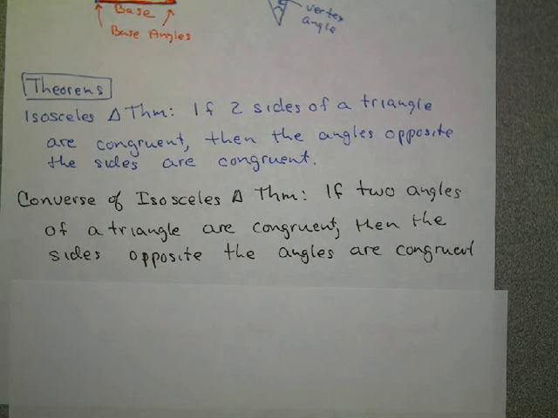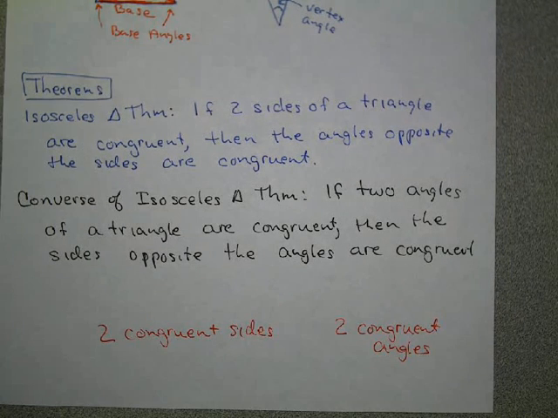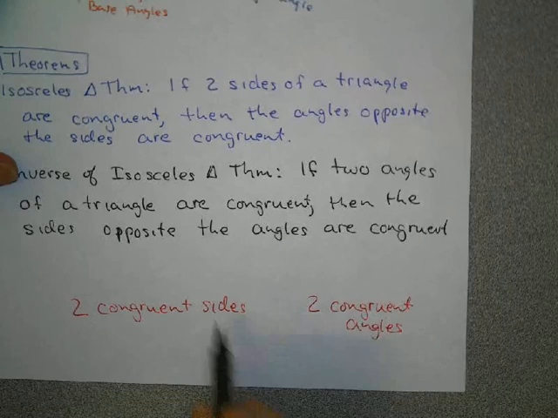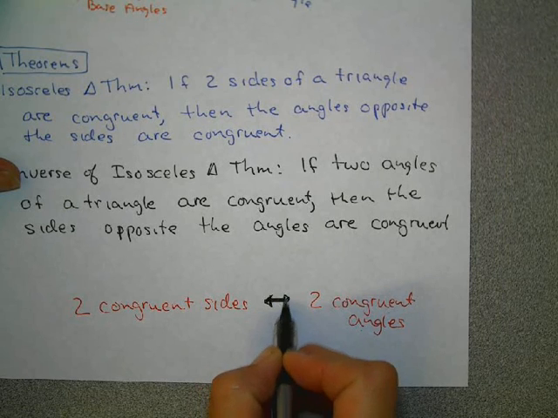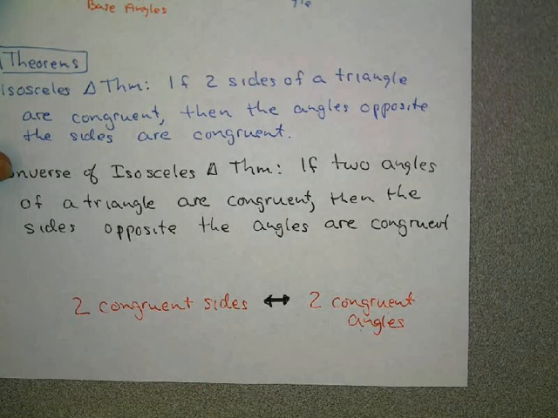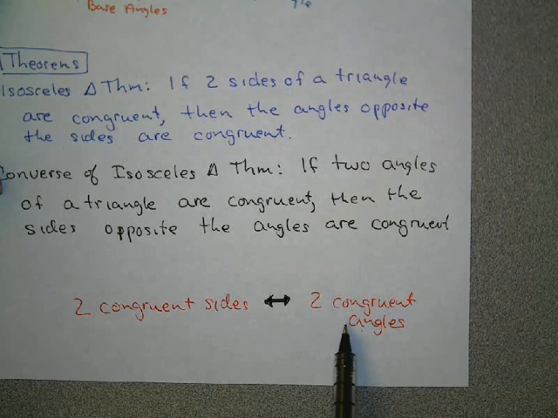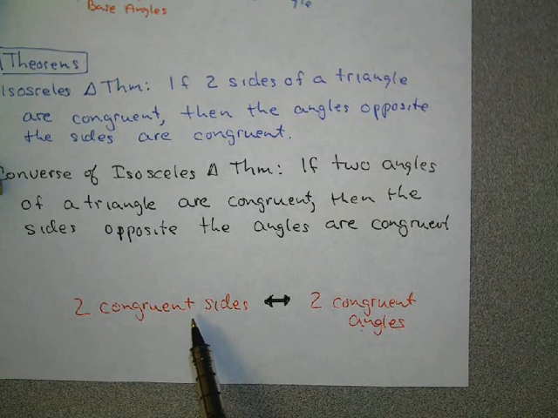So the thing that I want you to take away from this is if you've got two congruent sides in a triangle, guess what? You have two congruent angles in that triangle also. Likewise, if you have two congruent angles, that means you're going to have two congruent sides. So you want to keep that straight.